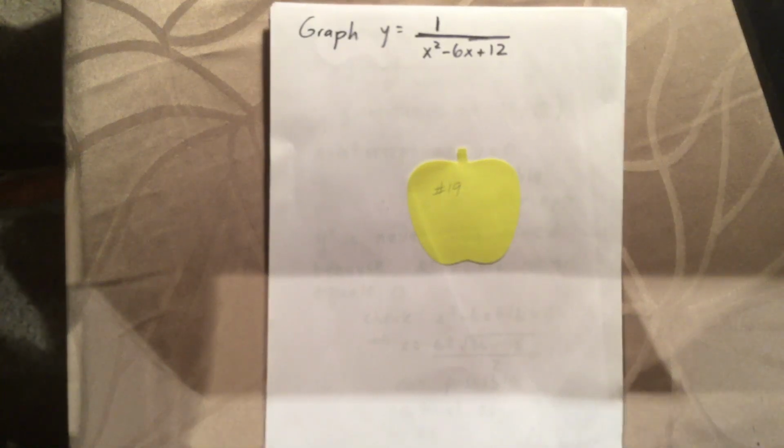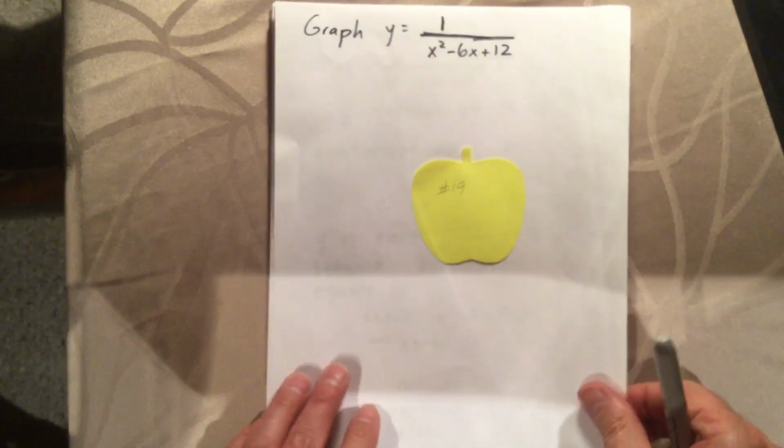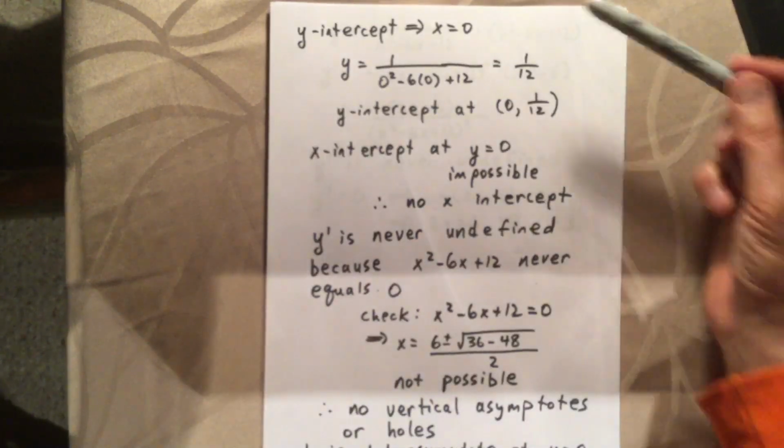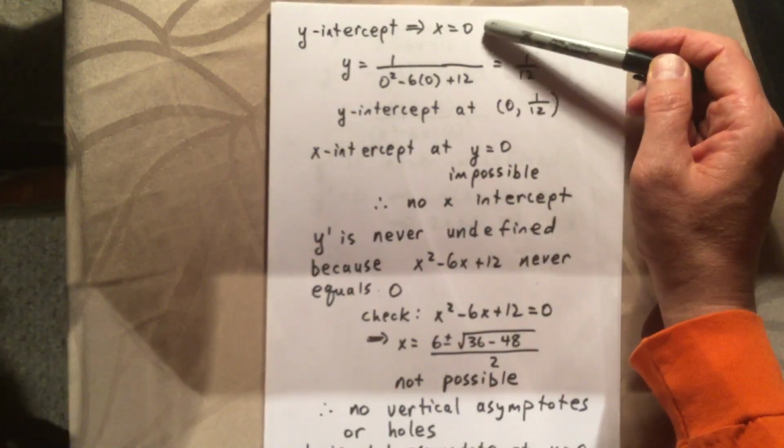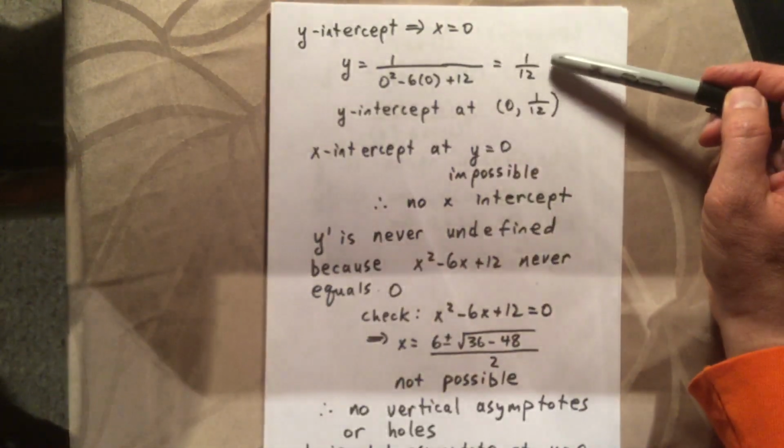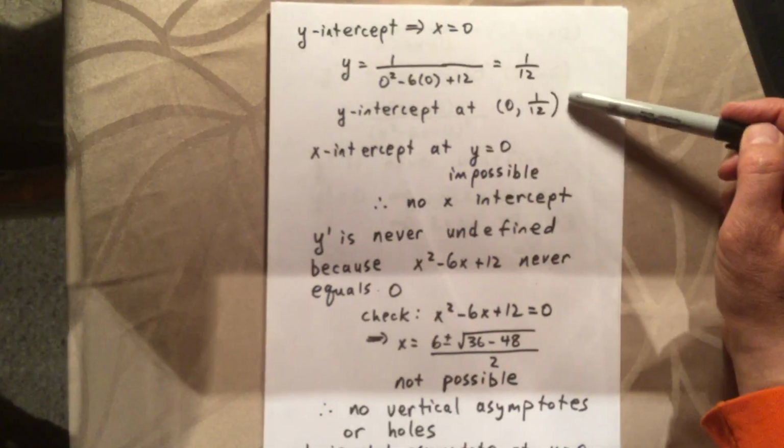In this question, we're going to graph the curve y equals 1 over x squared minus 6x plus 12. Well, first we find where our y-intercept is by letting x equals 0, and we see that y is 1/12. So we have a y-intercept at (0, 1/12).